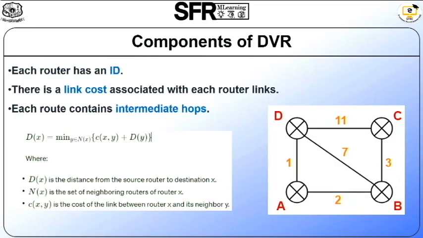Here I have given a network. There are 4 routers, A, B, C and D. Each router has a unique ID, and each router is connected to the others by a link cost, which I have provided here. For updating the routing table, we use the formula d of x is equal to the minimum of the cost from the source router to the neighbor router plus the minimum cost of the neighbor. We have to calculate this value.